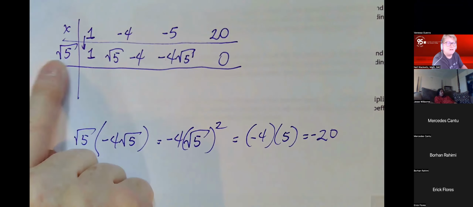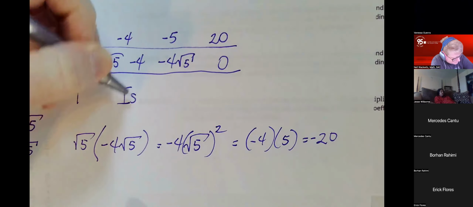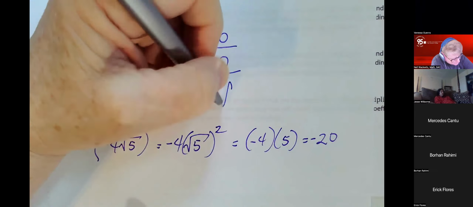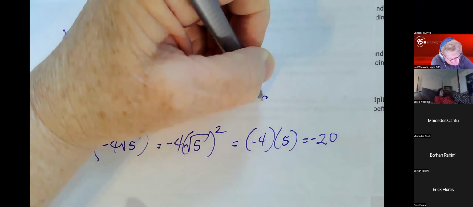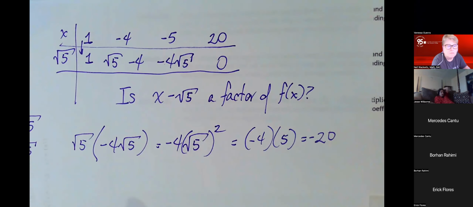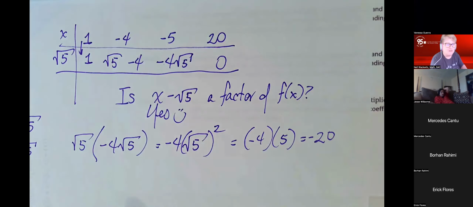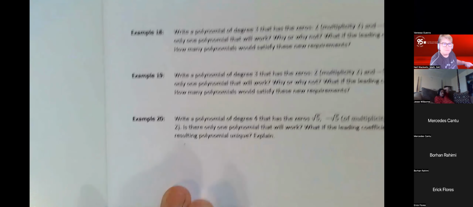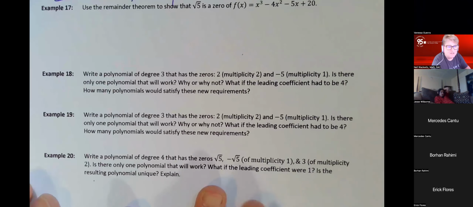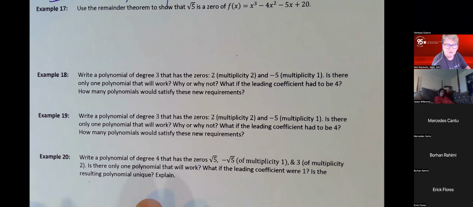So is x minus the square root of 5 a factor of f of x? Yeah. Okay, good. These next are just sort of winding up what we've done before.